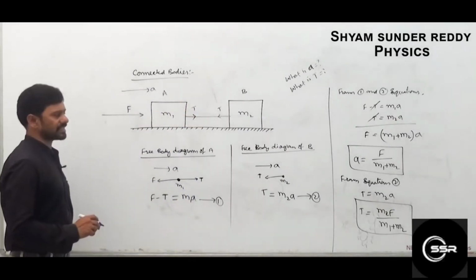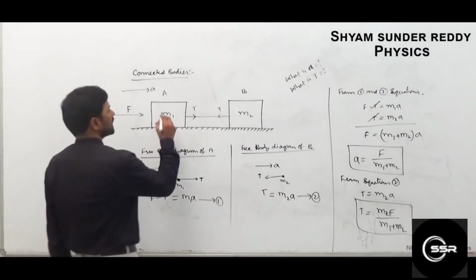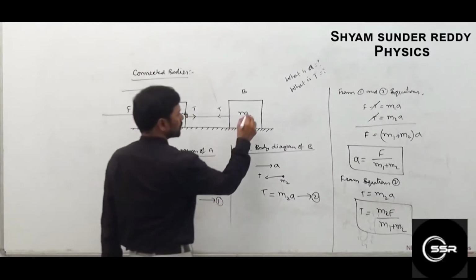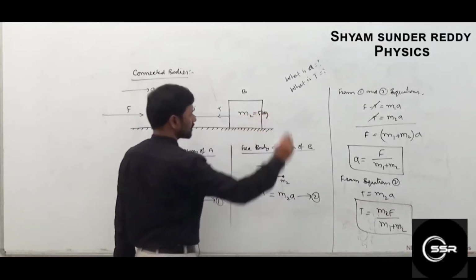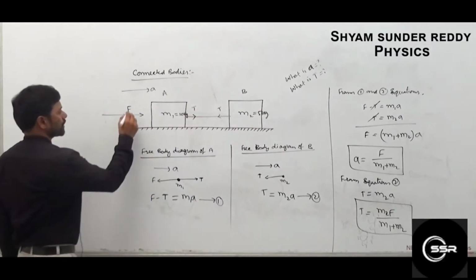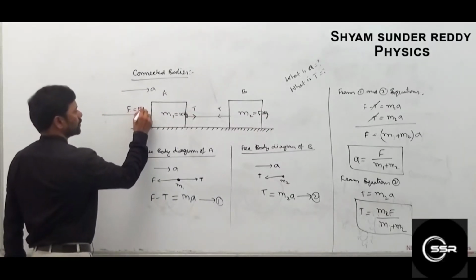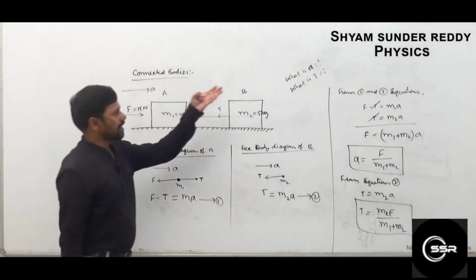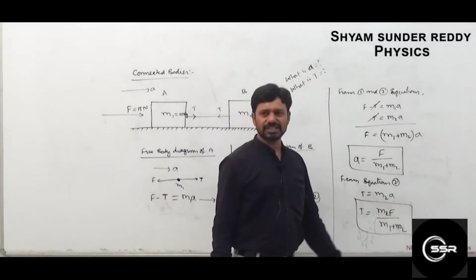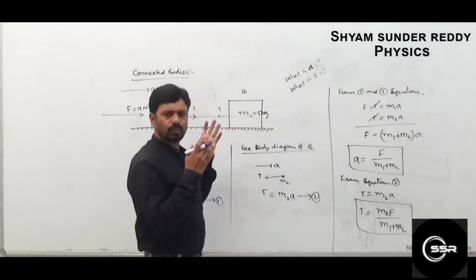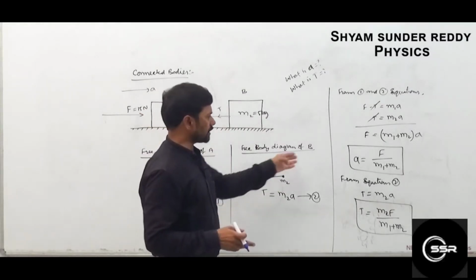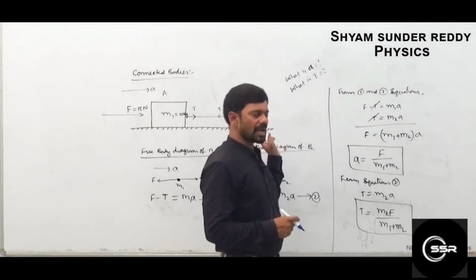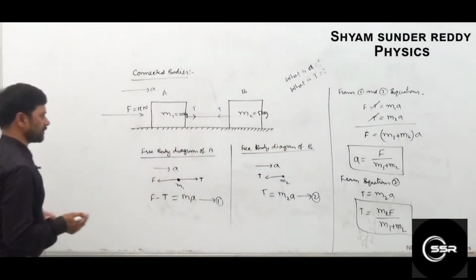Here in this case, take m1 is equal to 10 kgs and m2 is equal to 5 kgs. Applied force F is equal to 15 newtons. Then what is the acceleration and what is the tension? If you know these concepts, then directly substitute in these equations, you will get the result directly. Otherwise, you need to think once again.